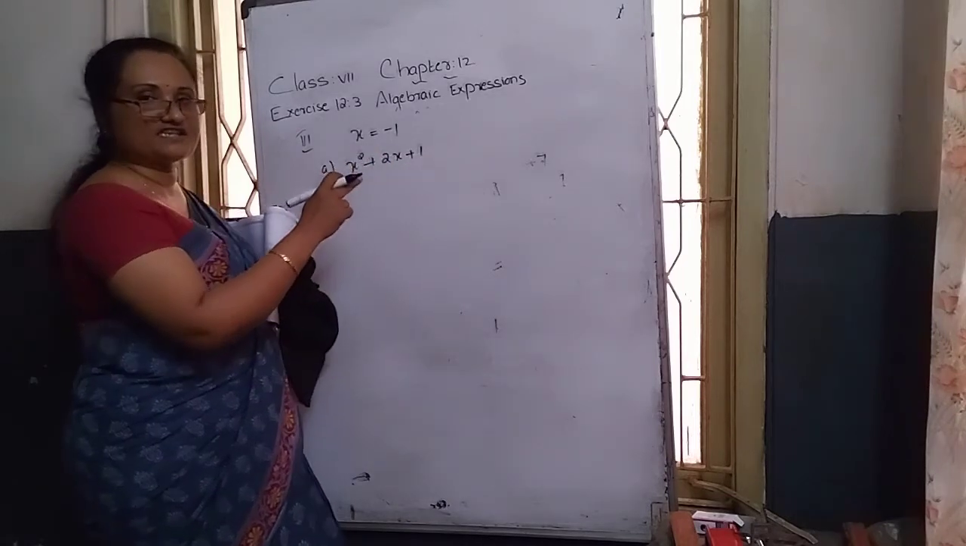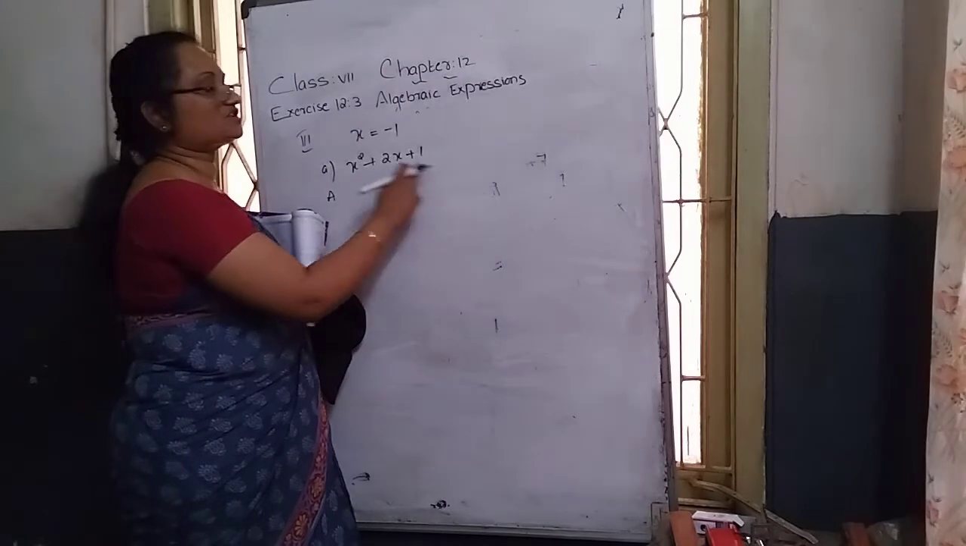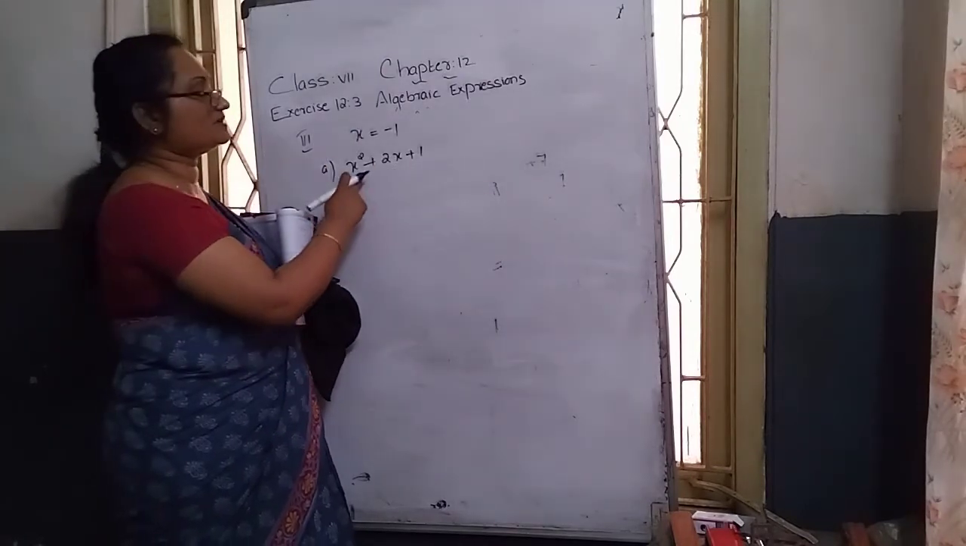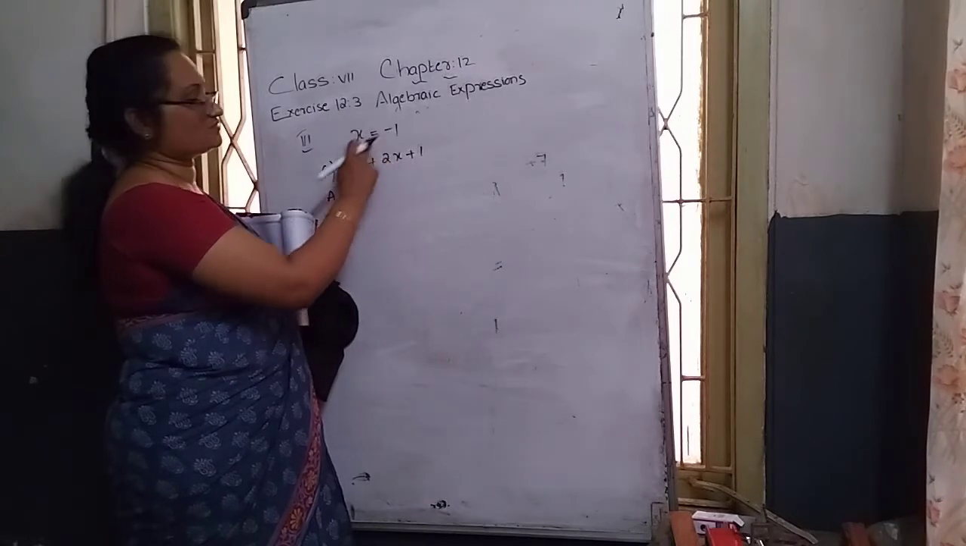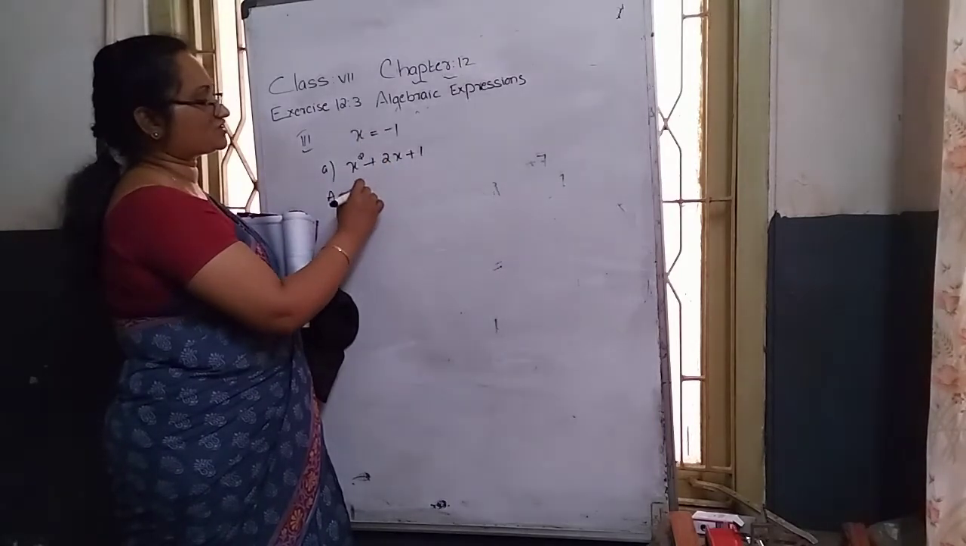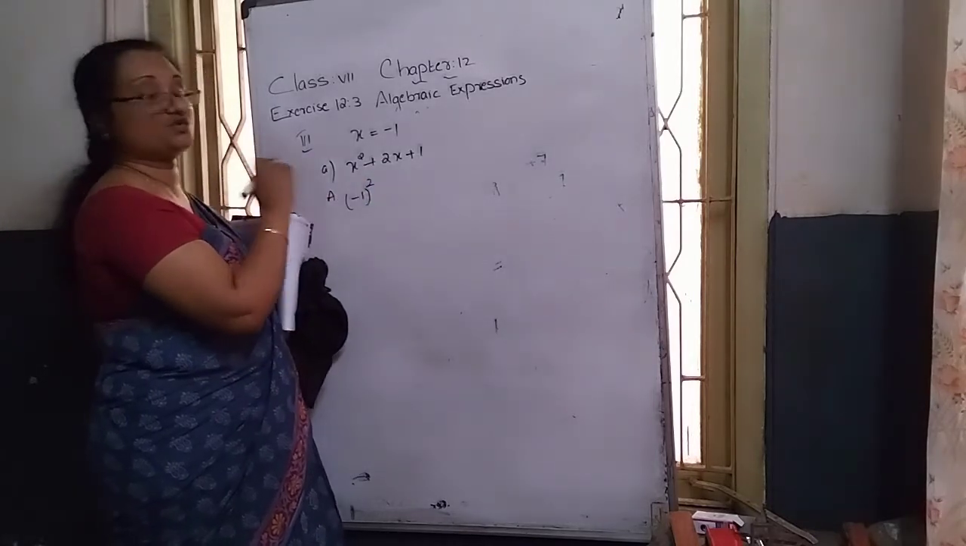How to identify the terms? They are separated with a plus sign or a minus sign. Here throughout they are separated with a plus sign. So how many terms are there? 3 terms. Where x place is minus 1. Here the first term has x, so x is replaced by minus 1. But what is the power? 2. Don't forget to keep that power.